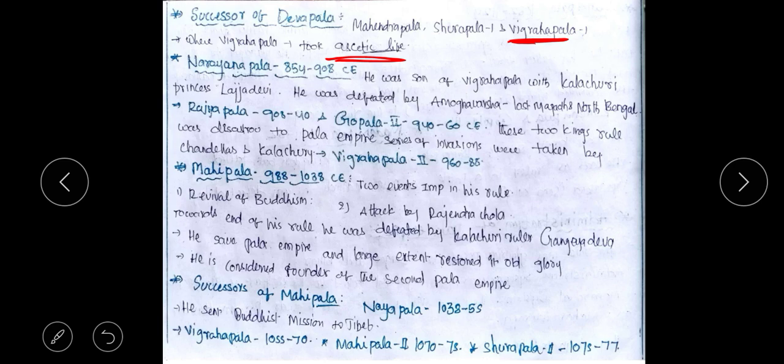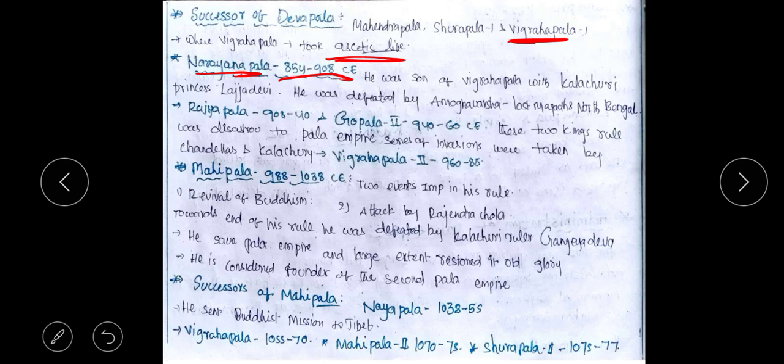And we see the next, a little more important ruler, Narayanapala. His period is 854 to 908. He was the son and successor of Vigrahapala, born of a Kalachuri princess known as Lajja Devi. That means Vigrahapala had a matrimonial relationship with the Kalachuris. Narayanapala is said to have been defeated by Amogha Varsha.